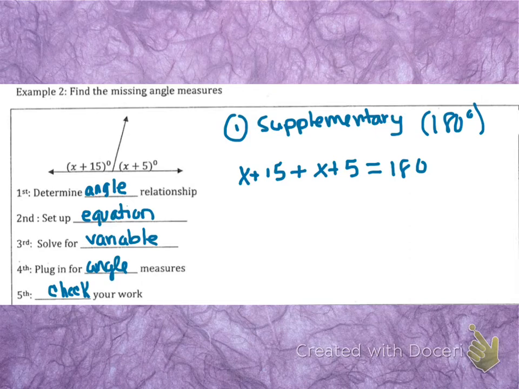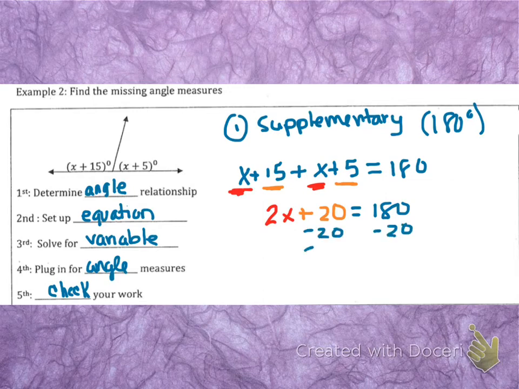So we have like terms. I want to simplify before I solve, so I've got like terms. That is going to create 2x for me. And I have like terms in my constants, so that's plus 20. And on the other side, I have equals 180 degrees. I want to continue to solve, so I'm going to subtract 20 from both sides. That leaves me with 2x is equal to 160. Hopefully you realize you need to divide both sides by 2. And so x is equal to 80.